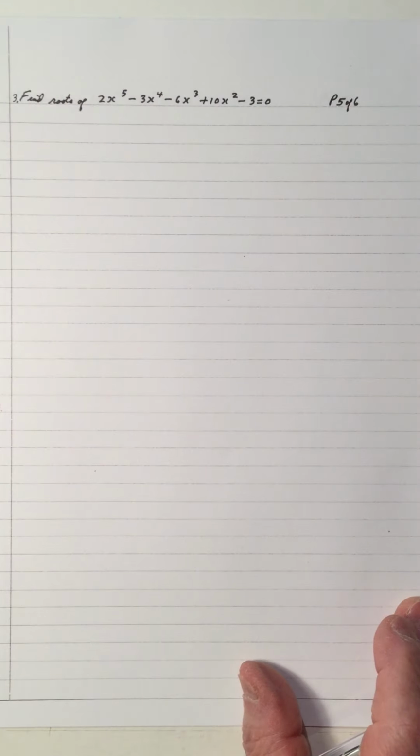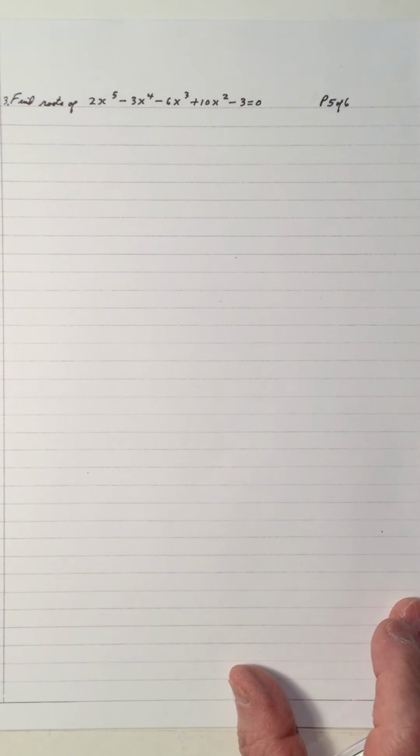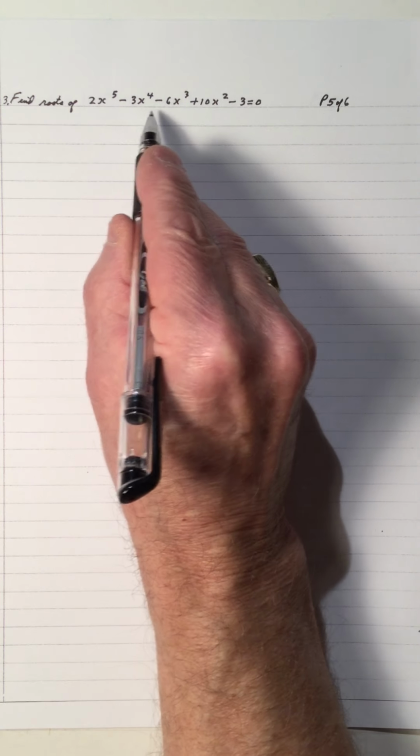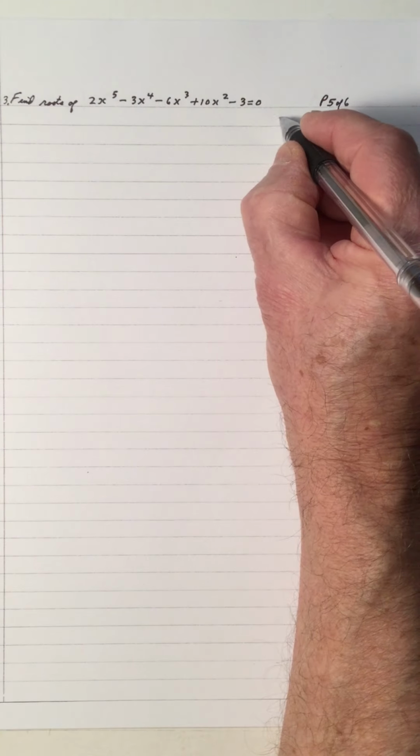So I've used my pattern consistently. If I follow the pattern, I'm consistently doing right. That's the way I do it. Find the roots of this one. And again, we have 5 roots because the highest degree is 5.